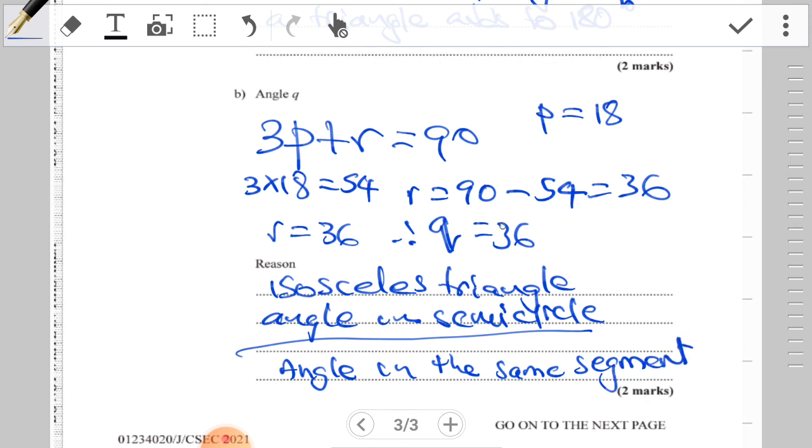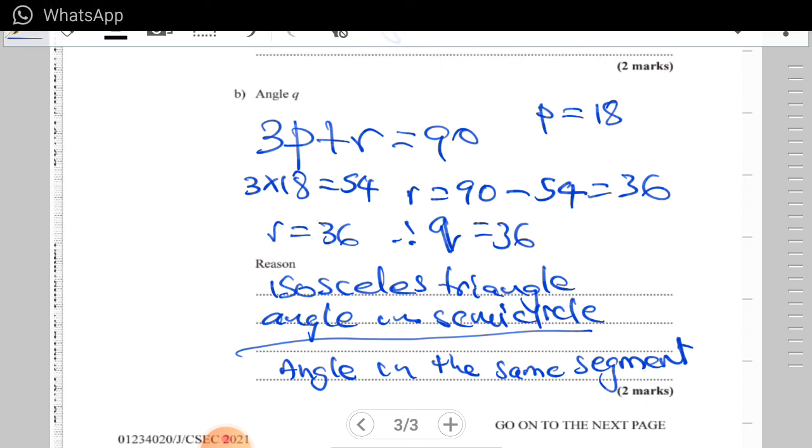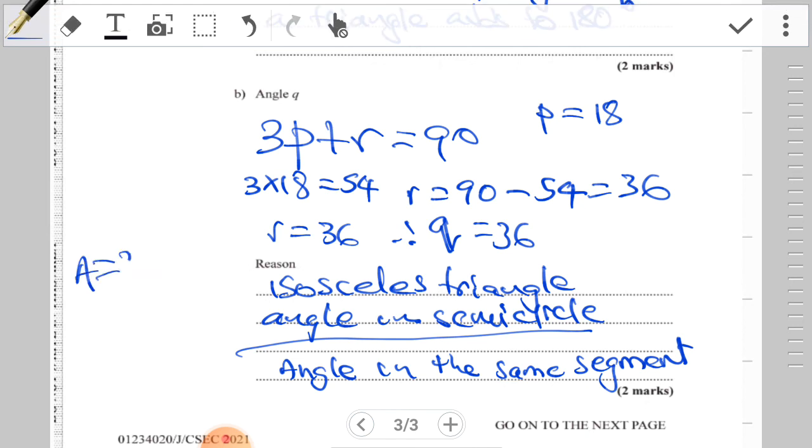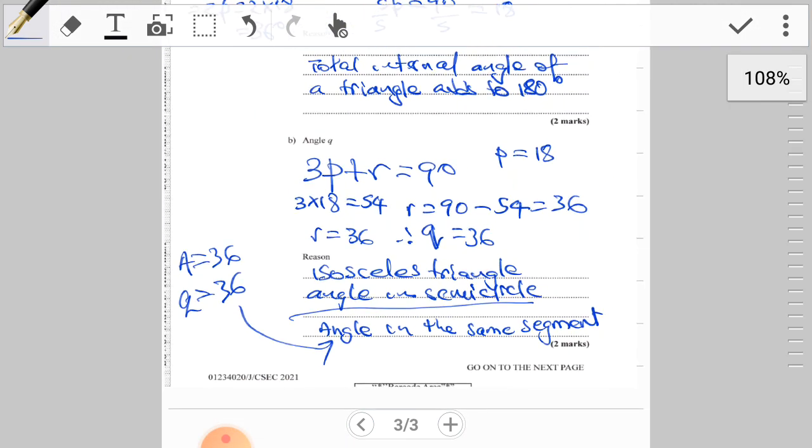So as I said to you, Q could be just seen as using back what we had at R, as well as we could use angle A, because angle A is 36, which means angle Q is 36 by using the same segment rule. So there are many ways you could get at these questions. All we have to do is just to focus and answer the questions.